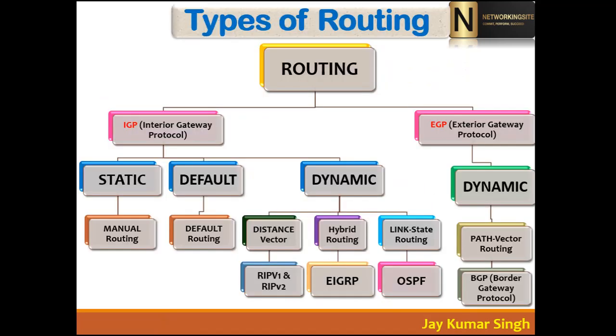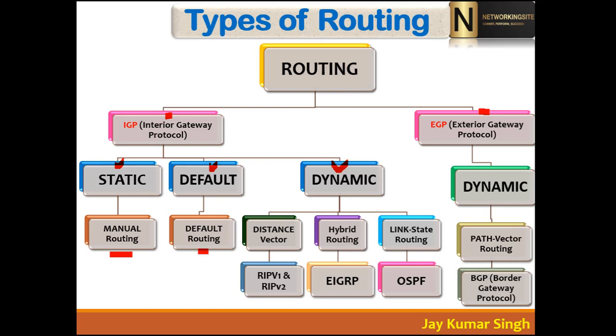As we already know, we have some types of routing: interior gateway protocol and exterior. We have to work with interior gateway protocol. So static is interior, default is interior, and dynamic is interior. As we have configured our static routing, we have seen that every configuration we did was a manual routing configuration. Whenever you want to add any routes or remove any routes from your network, every single modification has to be done by the administrator.